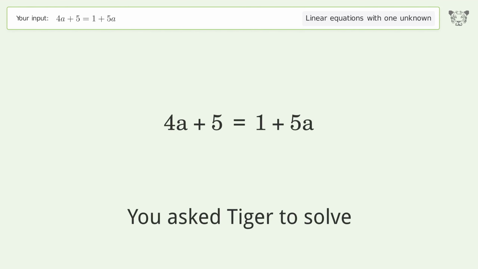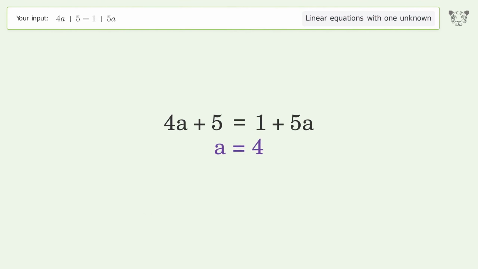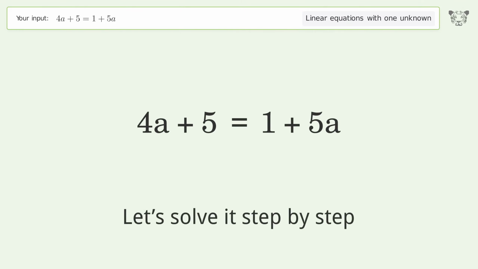You ask Tiger to solve. This deals with linear equations with one unknown. The final result is 8 equals 4. Let's solve it step by step.